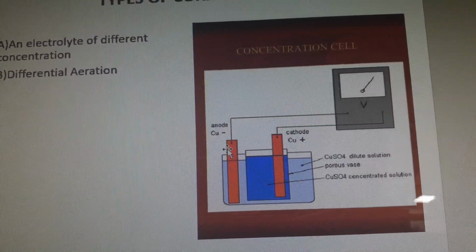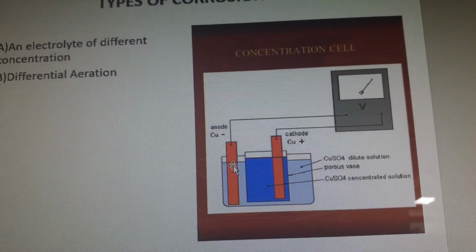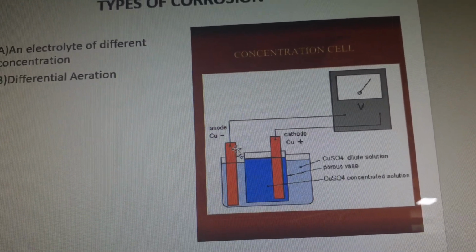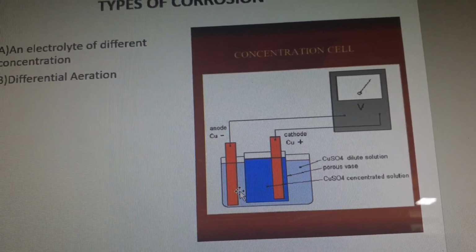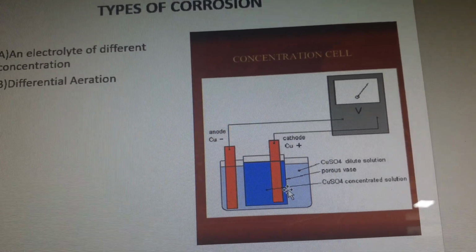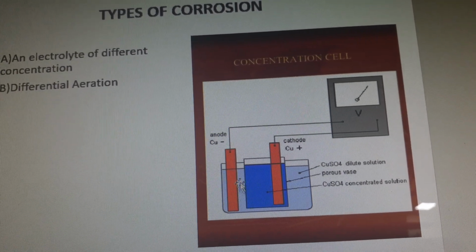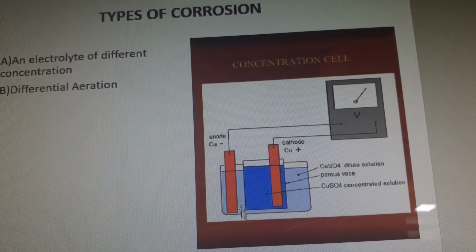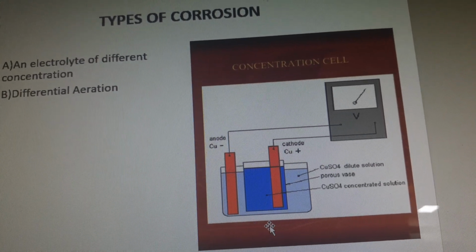So when both electrodes are of the same metal, there are no different electrodes, we have the same metal electrodes dipped in different electrolyte solutions, one dilute and one concentrated. Then what will happen? The electrode which is dipped in the dilute solution will act as the anode and give out ions and electrons.